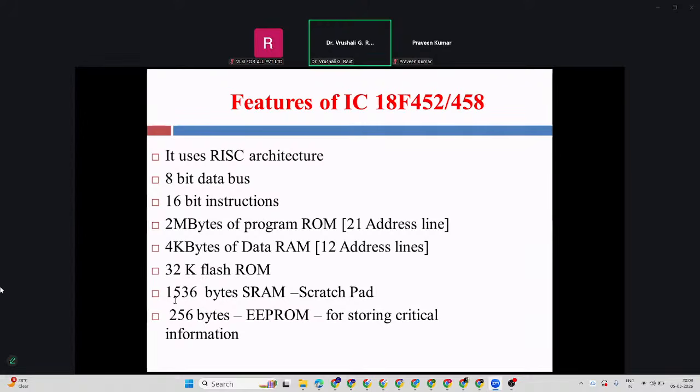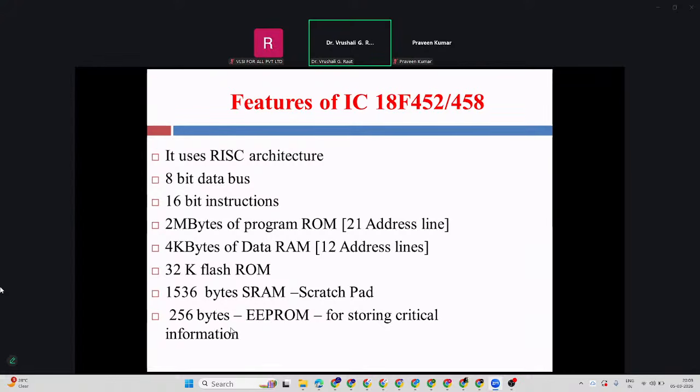Okay, other than that, 1536 byte SRAM is there. That is static RAM. It can be used as scratch pad. Okay, you can write on it, you can rub it. So that way, like a scratch pad, you can use it. What we say in 8051? Those register banks were used as scratch pad. Right? We can write it, then we can erase it. Similar way, 256 byte EEPROM for storing critical information. So these many things are there.